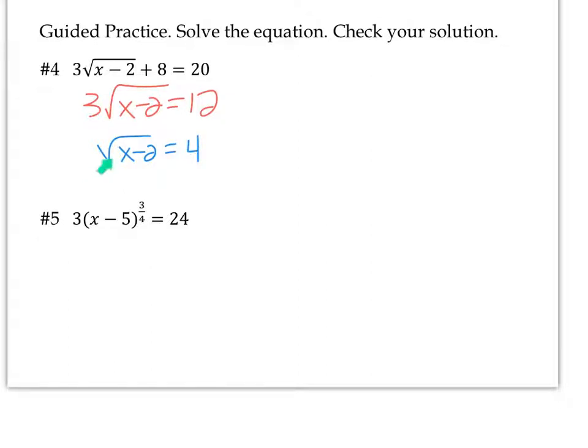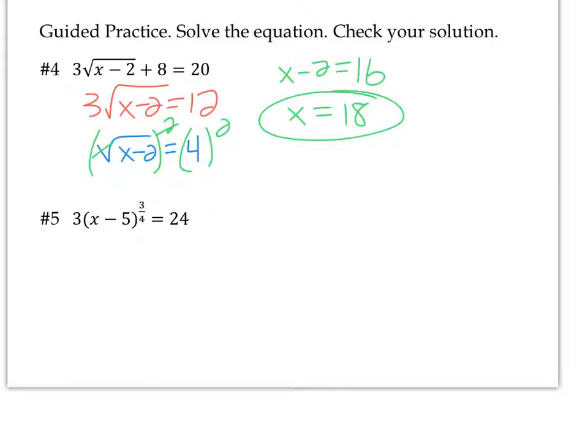Now we've got this radical expression by itself, right? It's just the radical, nothing multiplying it like the 3, nothing adding or subtracting outside of the radical. We don't want to add 2 to both sides now, because that minus 2 is inside the radical. It's part of the radical expression. So what we can do next is take both sides and square them. The square root and the squaring cancel out, and we get x minus 2 equals 4 squared, which is 16. I can add 2 to both sides and get x equals 18.